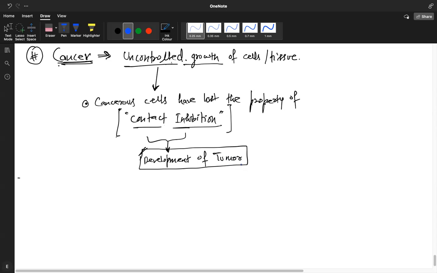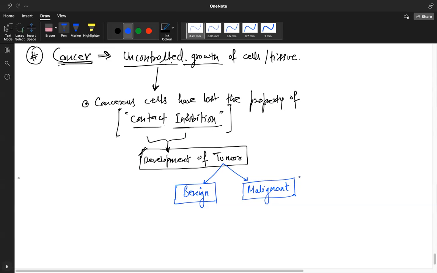Yes. Okay. So as I said, losing contact inhibition leads to development of tumor. Now, tumor can be of two types. One is called benign tumor, and the other is called malignant tumor. Now, any idea what is a benign tumor and what is a malignant tumor? Benign is less severe. Yes, let's go with Arpit.